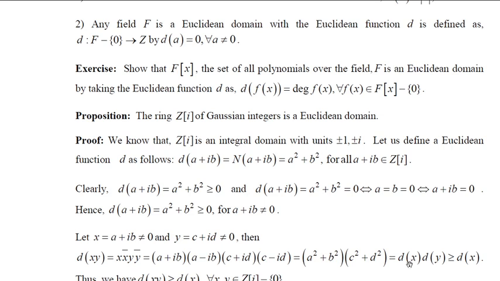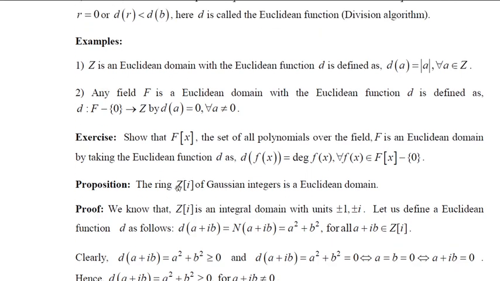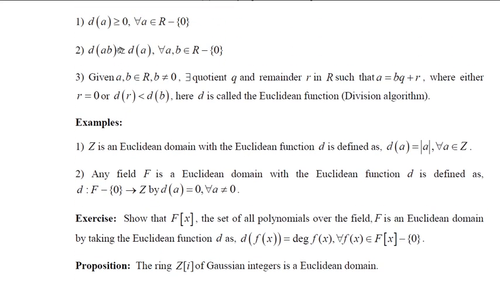The product of two numbers will obviously be greater than or equal to one number. You are multiplying d(x) by d(y), which is obviously greater than or equal to d(x). So we have proved d(xy) is greater than or equal to d(x) for all x and y belonging to Z[i] minus 0. So the second condition has been proved.